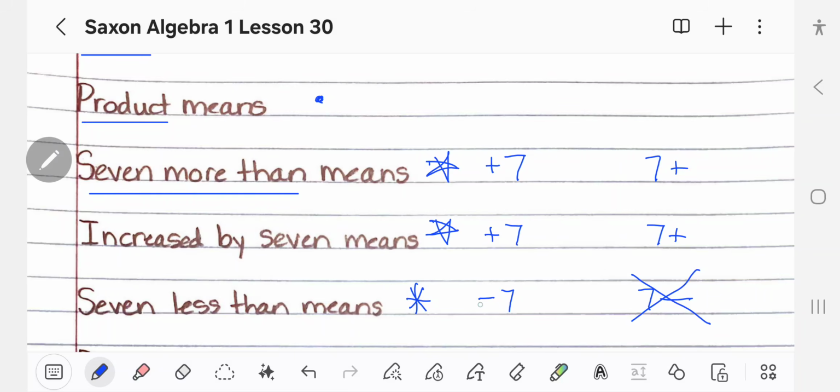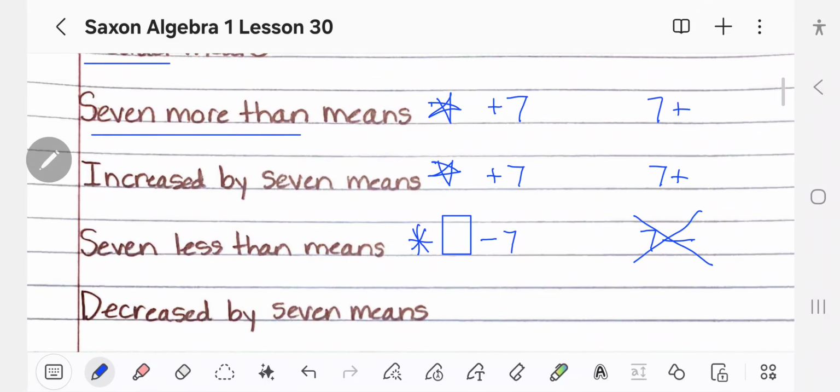So this doesn't mean here negative 7. It would be some number that they're going to give us, or some quantity, minus 7. Decreased by 7 would mean the same thing. And you can't say 7 minus. You'd have to say minus 7.